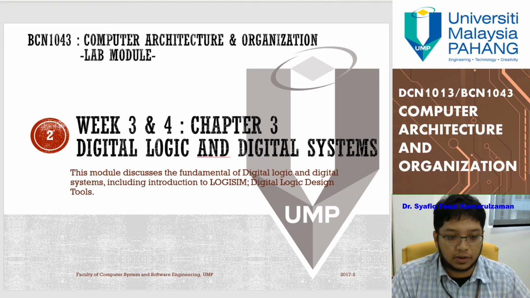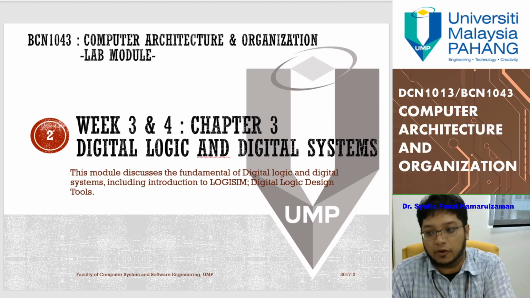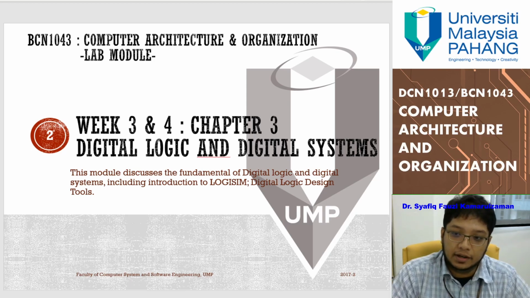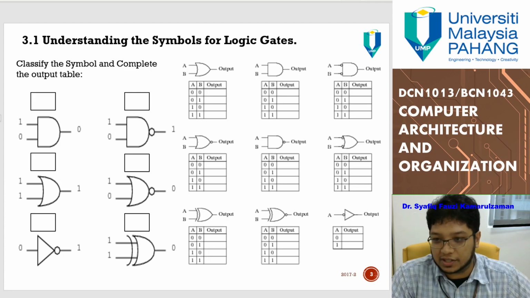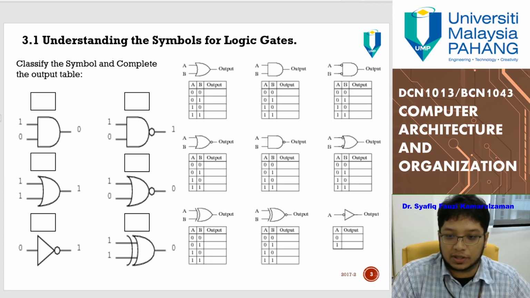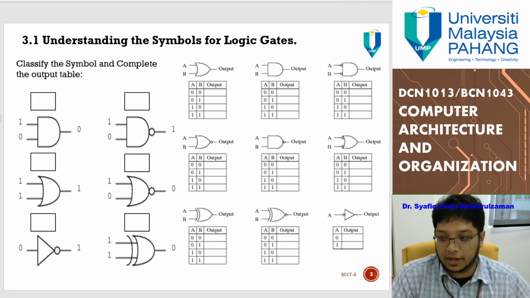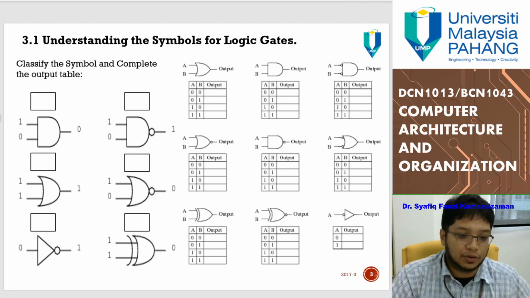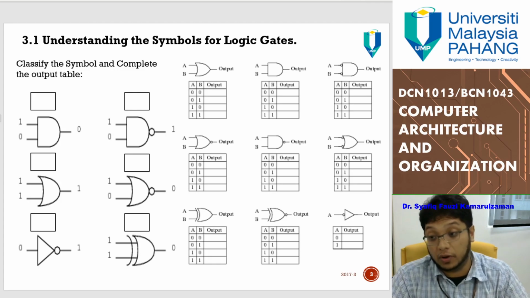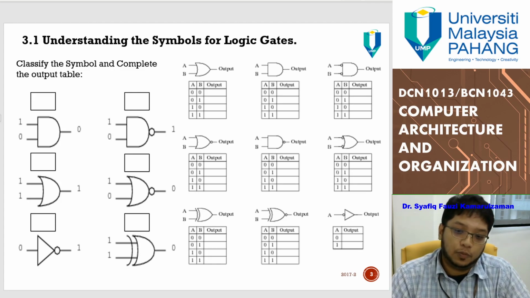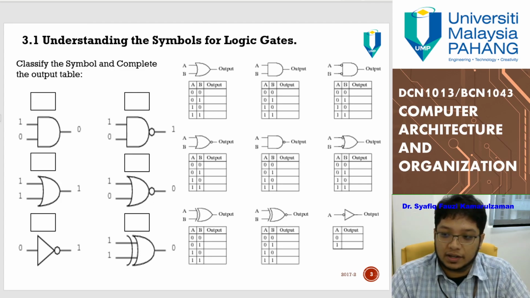You guys are familiar with digital logic and digital system before, I guess, but some of you haven't. Digital logic and digital system is more like electronic circuits, but it's much simpler. It's just when you have input of 1 and 0, and you try to guess the output based on the design of the components here. Let's start with 3.1 here.